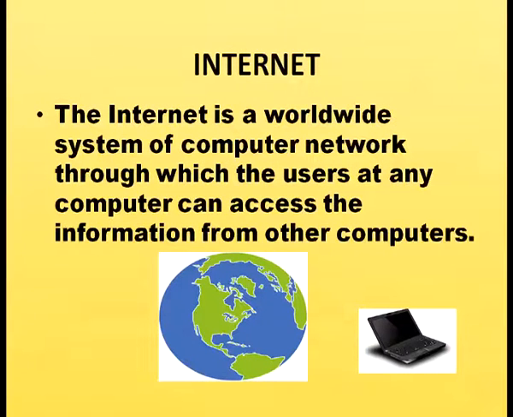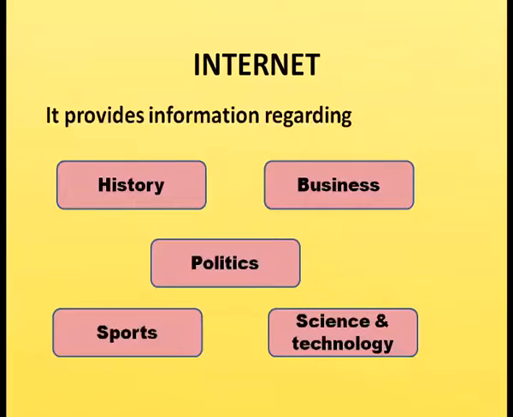The internet is a worldwide system of computer networks through which the users at any computer can access the information from other computers. Internet provides information regarding history, business, politics, sports, science and technology and any other information that a person needs. That is the benefit of internet.